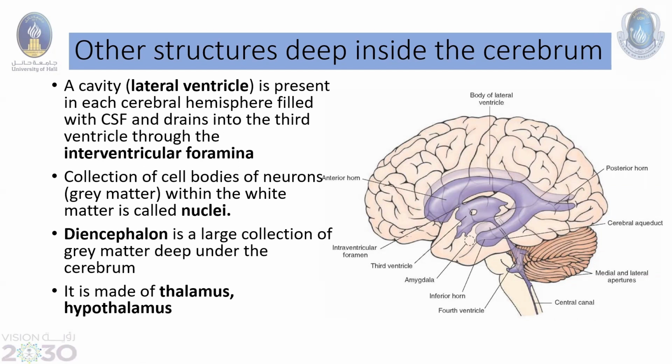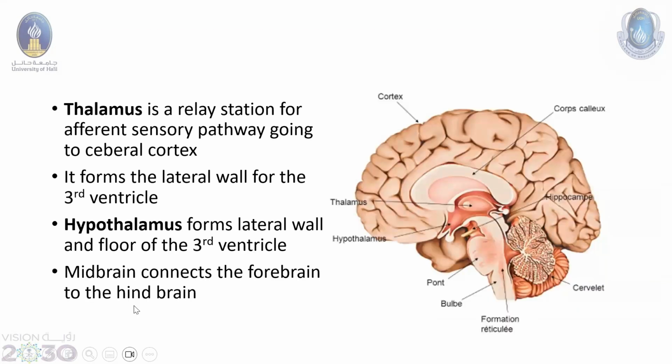So the collections of the gray matter, of the cell bodies of the neurons, are not only on the surface, on the cortex, but also deep inside within the white matter. And this collection of gray matter within the white matter deep inside, those are called as the nuclei. So there are some important nuclei. One of them is called as the diencephalon. It's a large collection of gray matter deep under the cerebrum. So it is made up of mainly the thalamus and the hypothalamus.